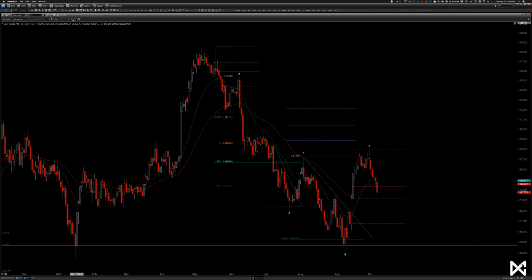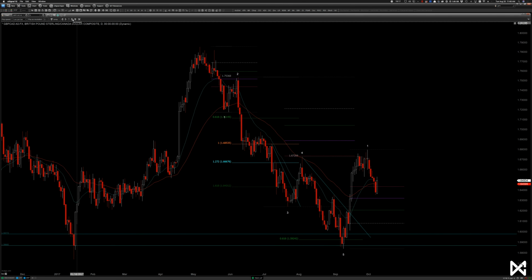And hit 0.32, rejected 0.32. So I would say now this is a bullish engulfing. I would say this is the end of wave 2.